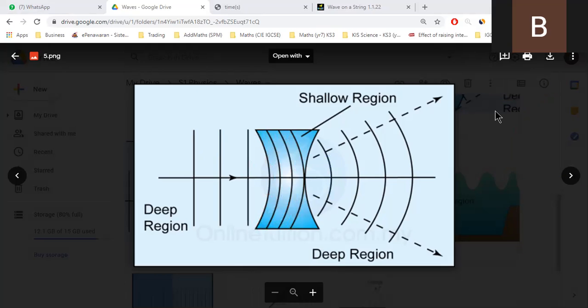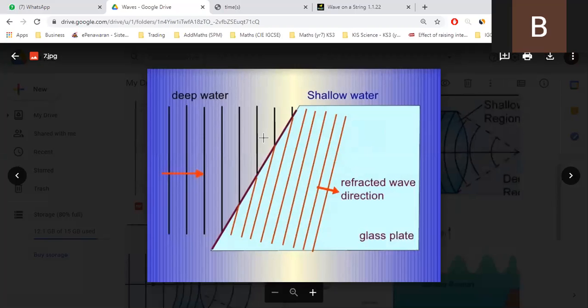Okay, now refraction, deeper to shallow water. Look at the diagram. First thing, if you are asked to find the angle of refraction or angle of incidence, how do you find it? Because here you have so many lines, right? Sometimes it's confusing. How do I find the angle?